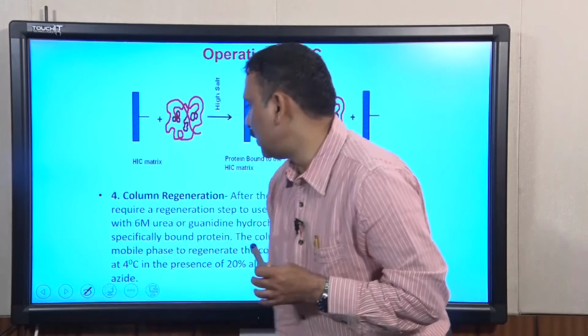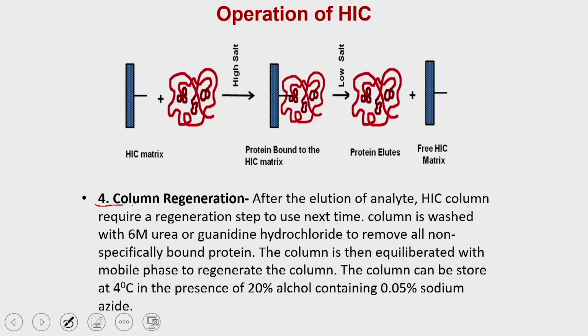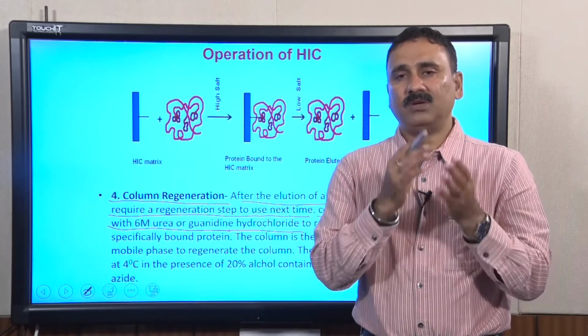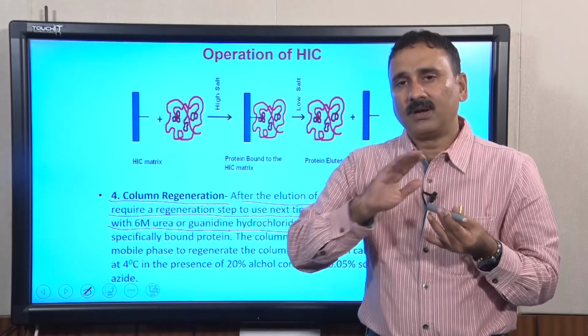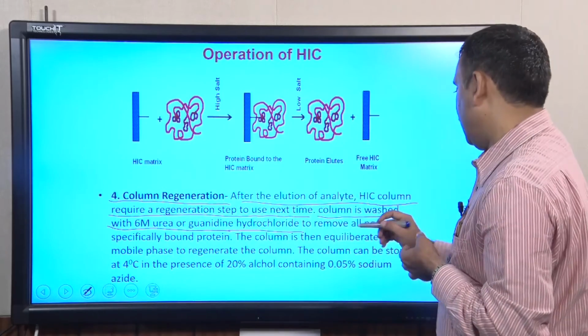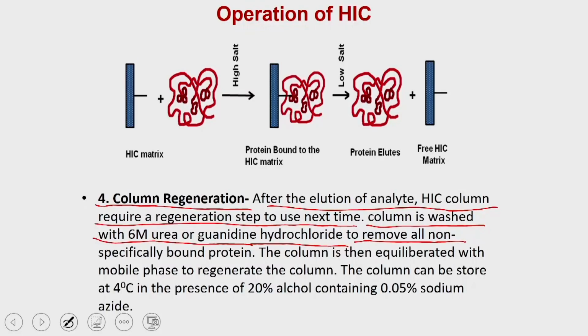Now, once your elution is over, you have to do a column regeneration, because you have to reuse this column. After the elution of the analyte, the HIC column requires a regeneration step to use it the next time. The column is washed with 6 molar urea or guanidinium hydrochloride. This 6 molar urea or guanidinium hydrochloride is going to denature all the proteins, and it is going to remove the non-specifically bound protein on the beads, as well as all the proteins bound to the ligand.